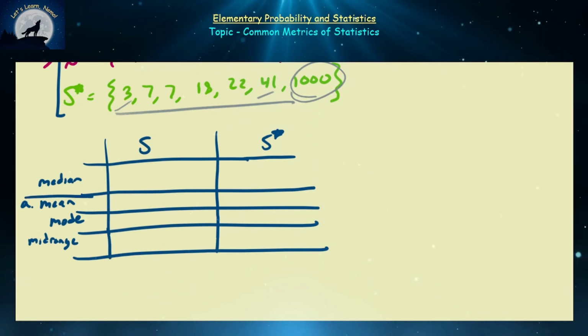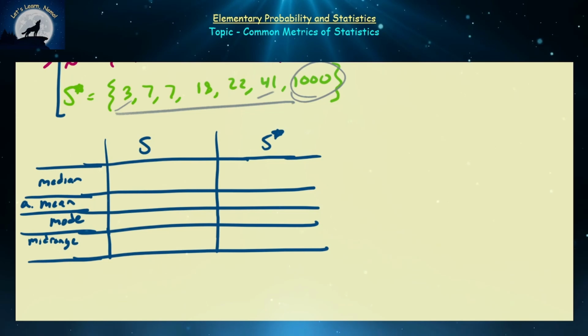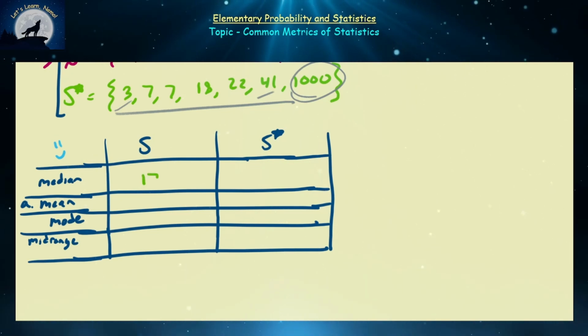Let's see if I can make my table a little bit nicer to look at. Right? So here's a nice little table. So what was the median, mean, mode, and midrange? Those came out to 17.5, approximately 16.33, 7, and 22. And I leave it to you to calculate, just for practice, what these metrics for S star would be. But you should find that this is going to be equal to 18.